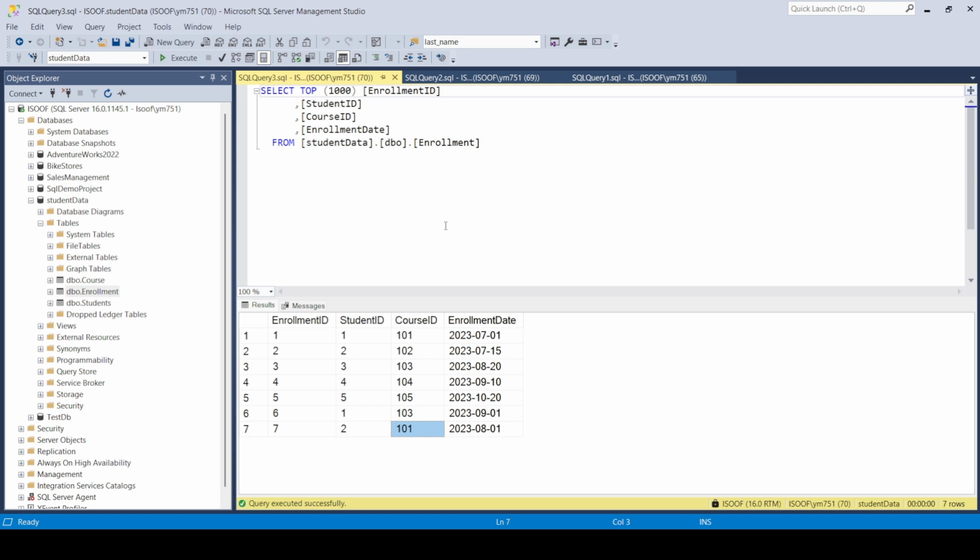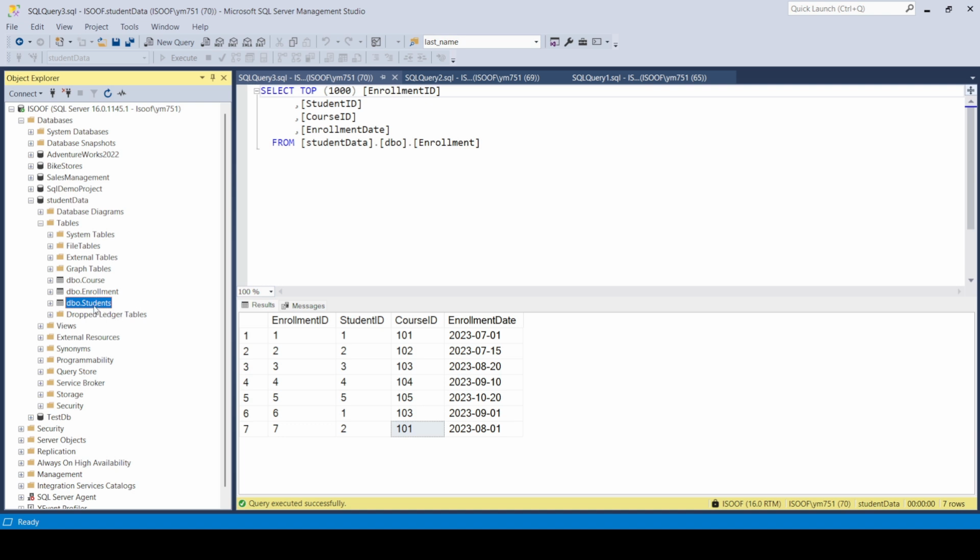Now we are moving to SSMS. In SSMS, I will show you some examples which will clarify our understanding of relational databases and primary key and foreign key. This is the student data database, and as I said, in a relational database the data is stored in tables. So we have three tables: course table, enrollment table and student table. And I also said that the tables can be linked to each other.